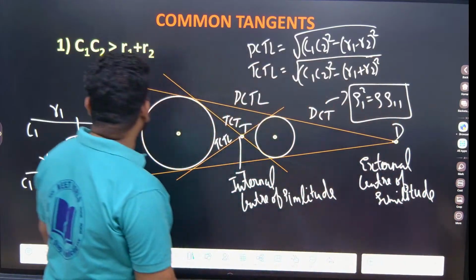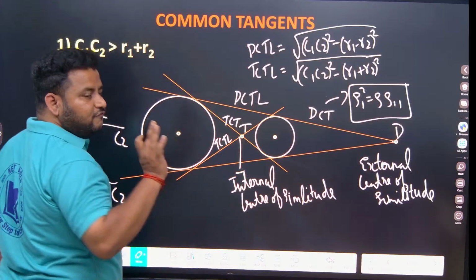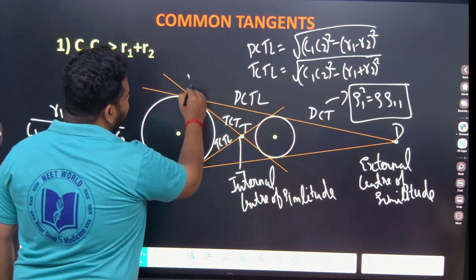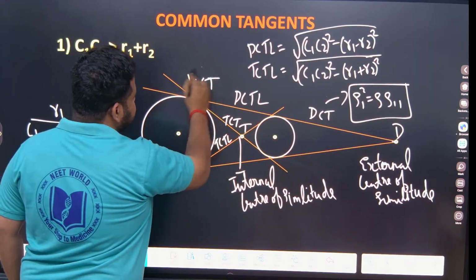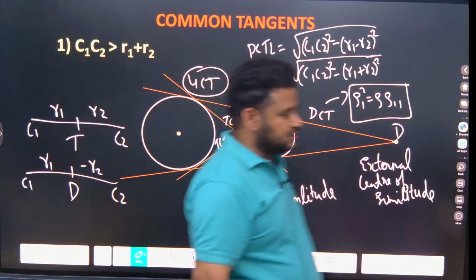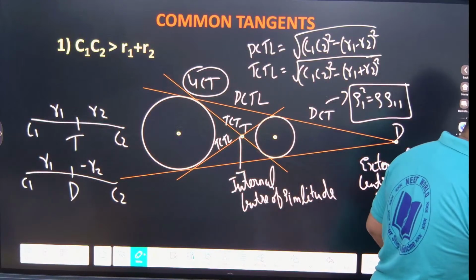So when C1 C2 is greater than R1 plus R2, how many common tangents are there? 4 common tangents. Correct? Clear?